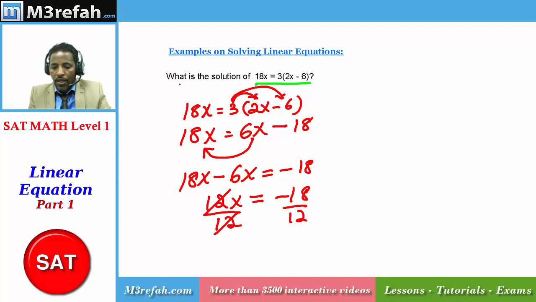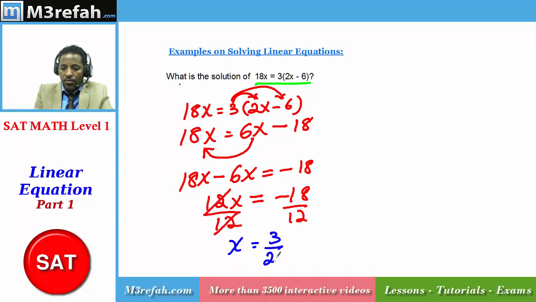Therefore, the value of x is equal to negative 18 over 12, which can be simplified by 6. 18 by 6 is 3. 12 by 6 is 2. So the answer is negative 3 over 2. This is the solution for the given equation. Let's move on to the next exercise.